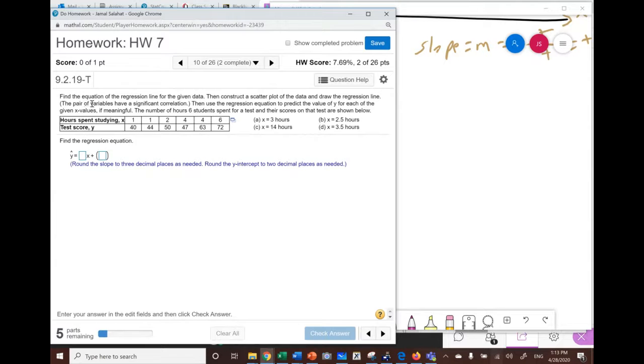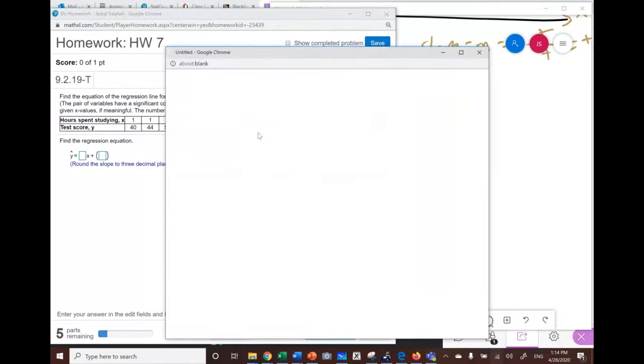So in this example here, it says find the equation of the regression line for the given data. In this data here, they monitored a total of 1, 2, 3, 4, 5, 6 people. They looked at how many hours they spent studying, and then they looked at their score, and they recorded that. Now, the question in here is asking us to come up with a prediction equation. This way, we can predict the values for other people who studied and how much they're going to get on the test.